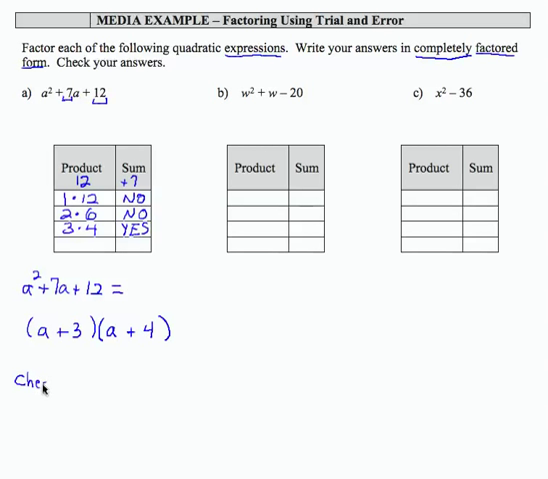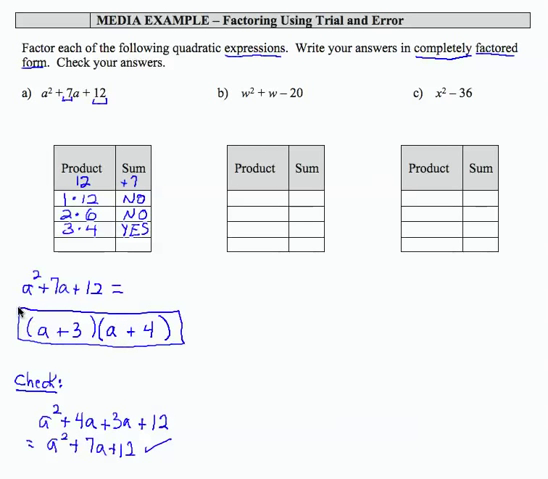I'm going to check by foiling. Very important that we check. A times a is a squared. A times positive 4 is 4a. Positive 3 times a is plus 3a. Positive 3 times positive 4 is plus 12. So you see where that product comes from. Equals a squared plus 7a plus 12. So check. Here is my completely factored form for a squared plus 7a plus 12. Let's look at the next one.